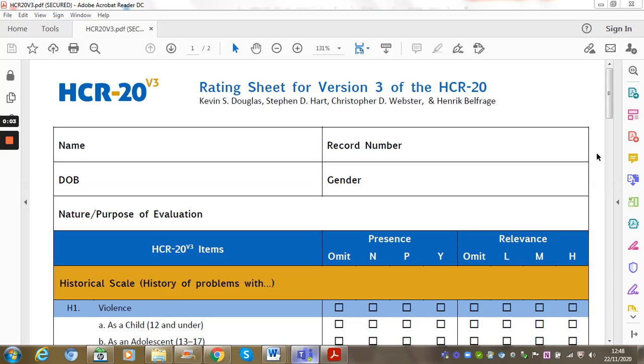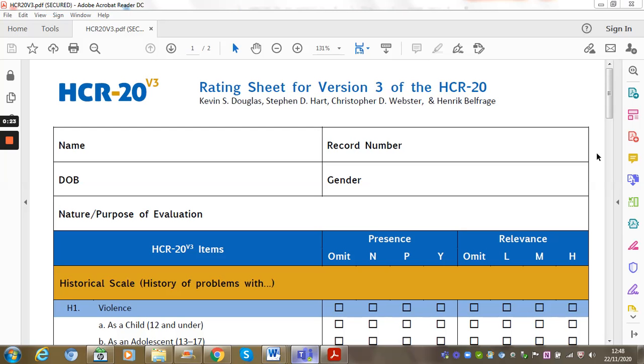Hello, this is your guideline for filling in the HCR-20 version 3 form as part of your risk assessment for the convicted criminal whose case study you're presenting as part of the criminality module. You start off by filling in the boxes at the top.